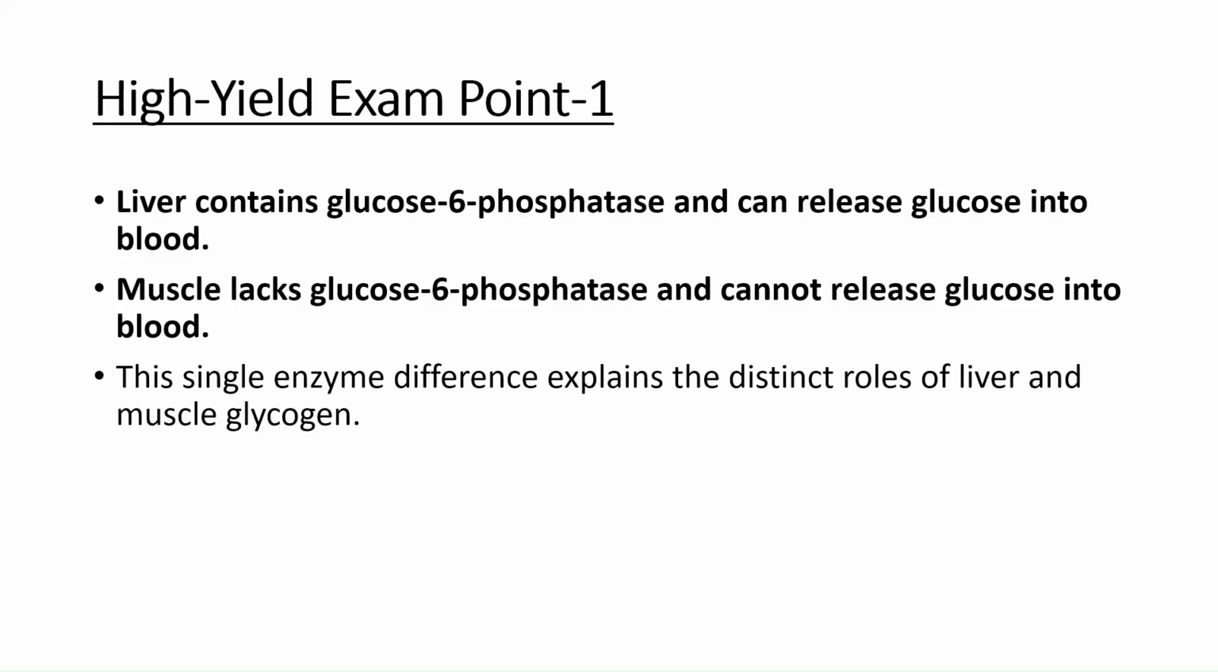Now, coming to the high yield exam points, there are three high yield exam points, of which the first one is liver contains the enzyme glucose 6 phosphatase and can release the glucose into blood. Whereas muscle lacks the enzyme glucose 6 phosphatase and cannot release the glucose into the blood. Therefore, this single enzyme difference explains the distinct roles of liver glycogen and muscle glycogen. So remember, liver contains glucose 6 phosphatase and muscle does not contain glucose 6 phosphatase.